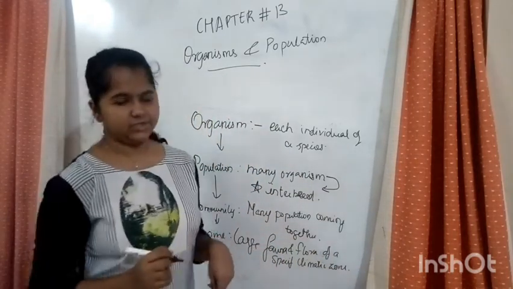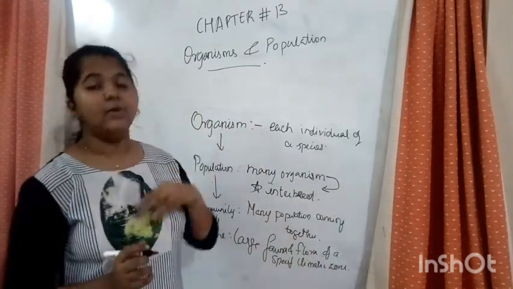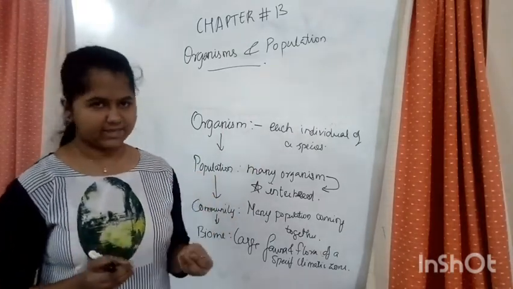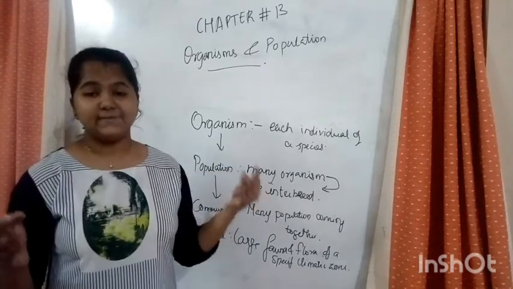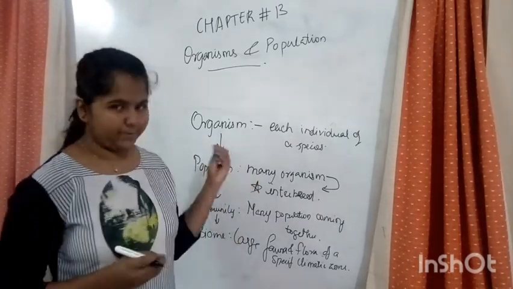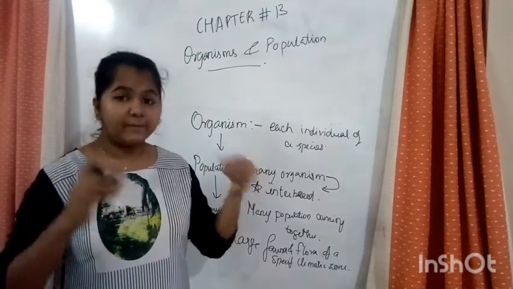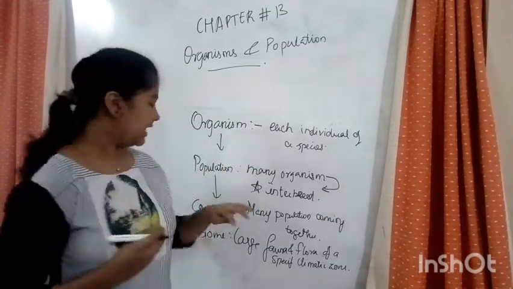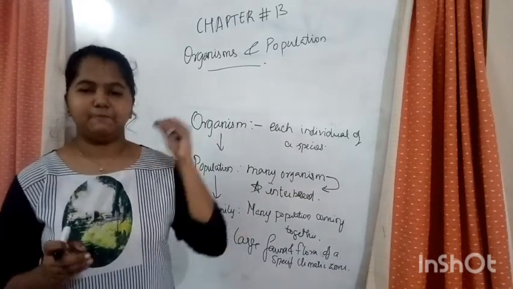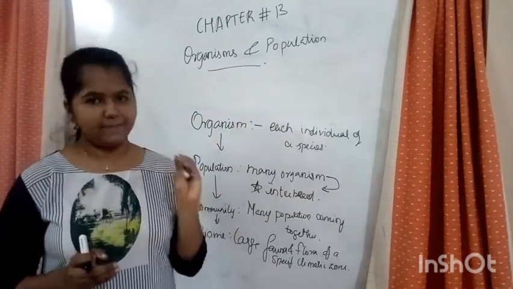So these are the definitions. The first one is organisms. What is organism? Each individual of a species is termed as organism, and many organisms coming together which can interbreed between them is known as population, and many populations coming together is known as community. And the last point is biome. Biome is the large flora and fauna of a particular or a specific climatic zone.